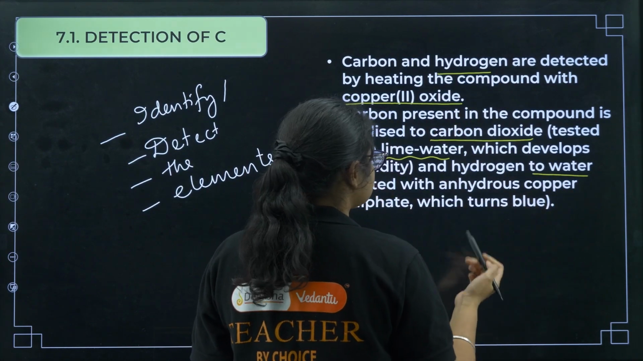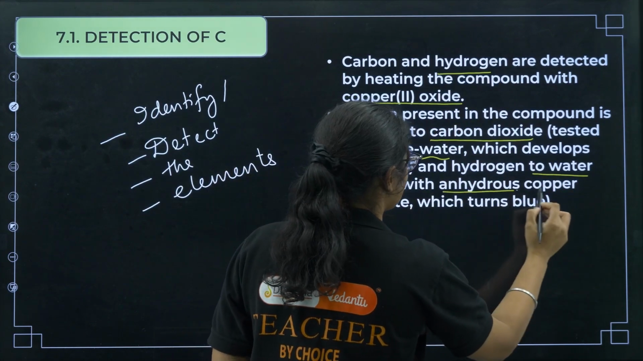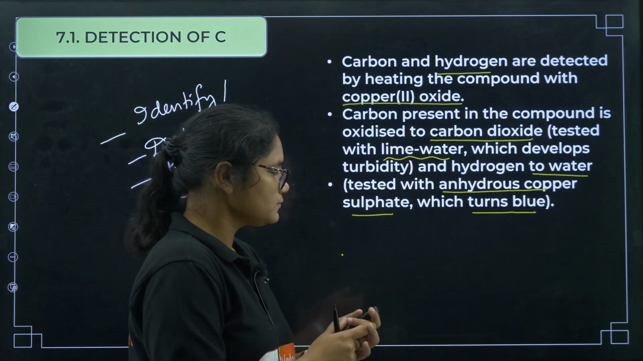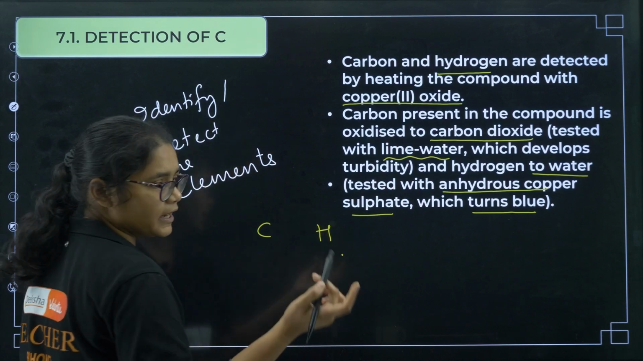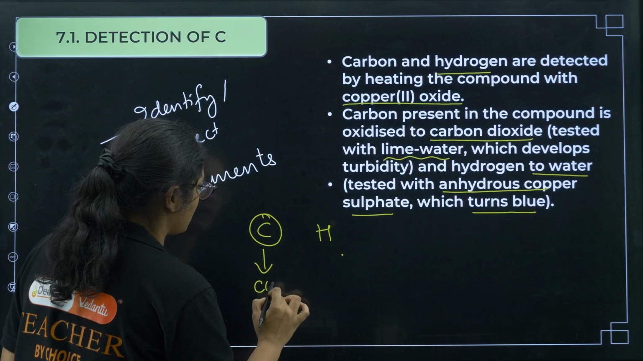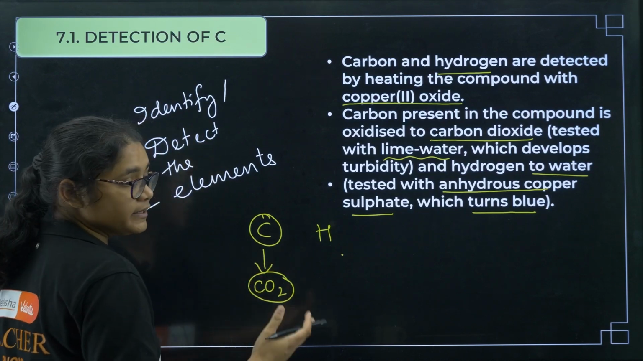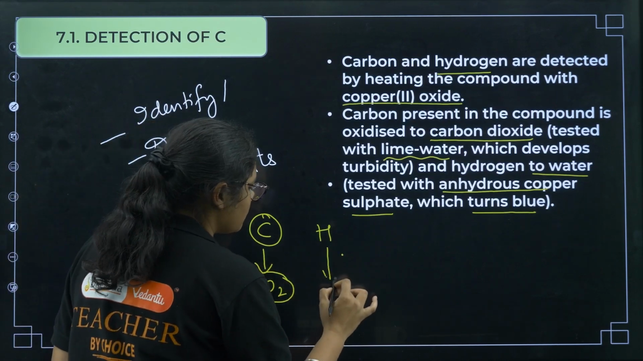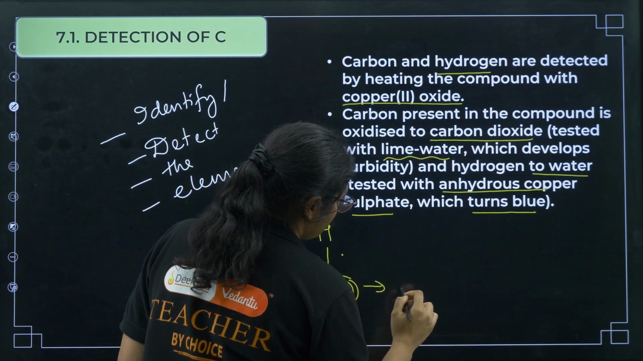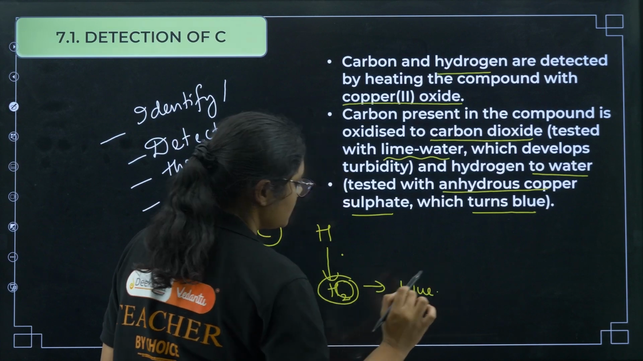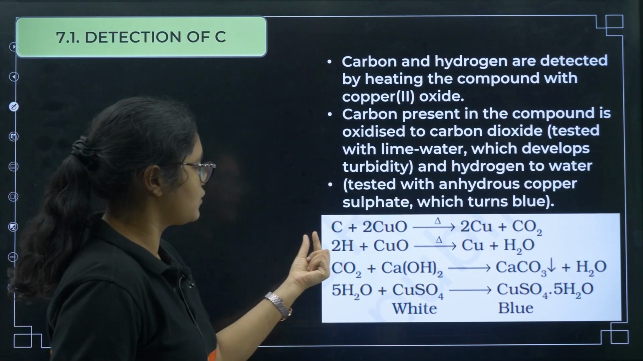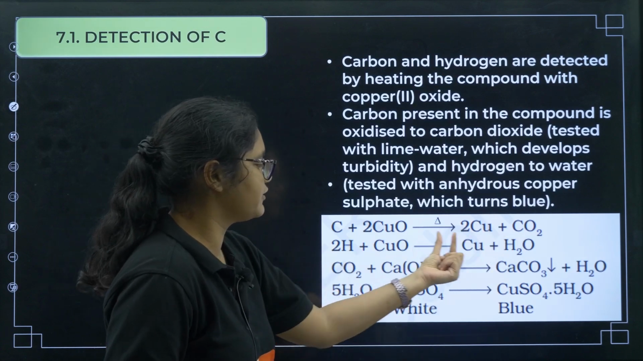And how can you test whether water is produced or not? You can just put some anhydrous copper sulfate and it will turn blue. So in a hydrocarbon we have two elements, carbon and hydrogen. To test carbon, heat in the presence of copper oxide, you will get carbon dioxide, and this carbon dioxide will turn lime water milky. Now for hydrogen, if H is there, you will get water, and water will turn copper sulfate blue, right? That's all. Next, you can see the reactions here: with carbon you will get carbon dioxide, with hydrogen you will get water.